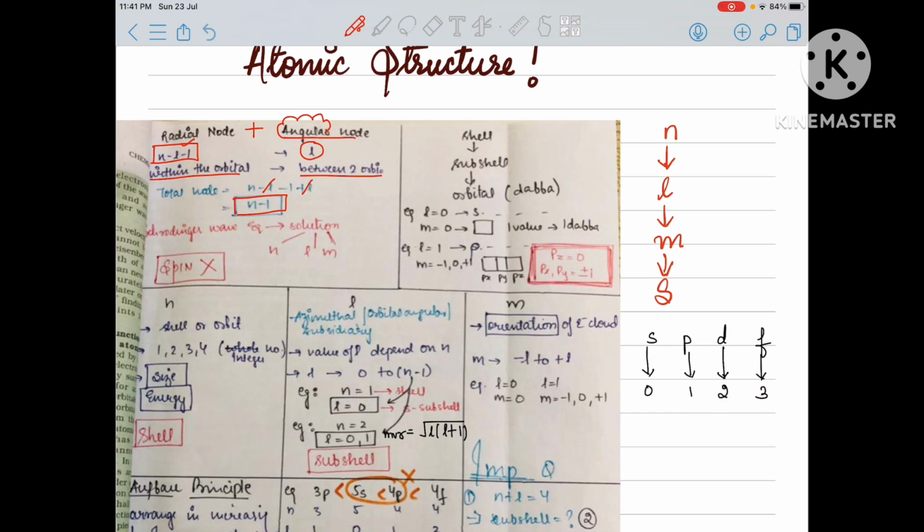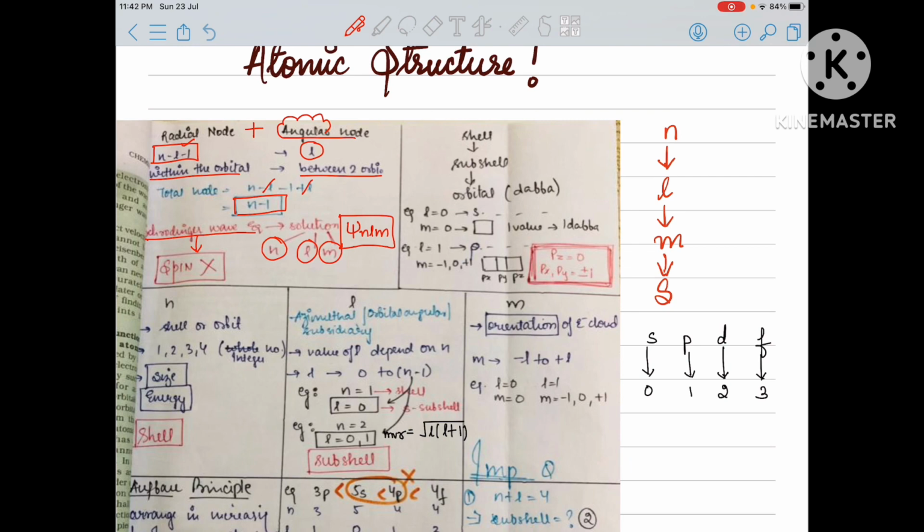Now next we move on to the Schrödinger wave equation, which is the representation of n, l and m. This is actually the representation. It is basically asked in a lot of MCQ type questions, right? In this Schrödinger wave equation, there is no representation or talk about the spin quantum number.